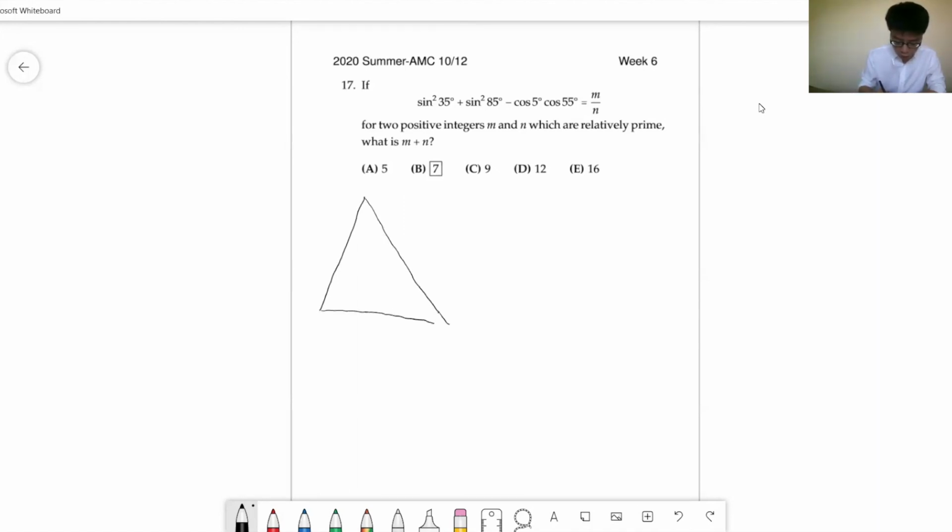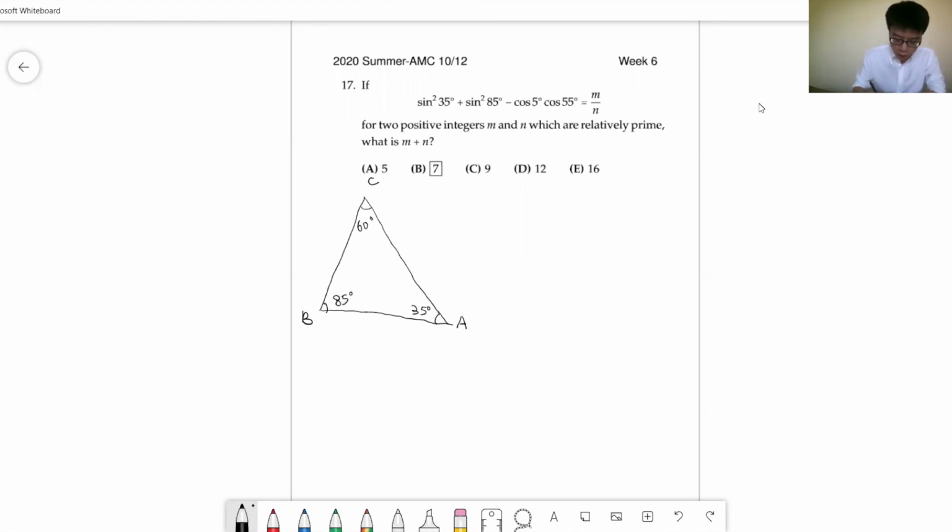I have the following angles. This is A, B, C. Angle C is 60 degrees. Angle A is 35, because 35 is from the equation. Angle B is 85. Right?